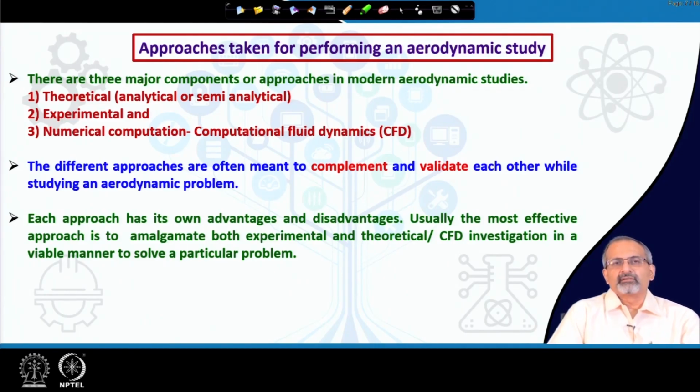Each approach has its own advantages as well as disadvantages. Usually, if possible, the most effective approach is to amalgamate both experimental as well as either theoretical or CFD investigation in a viable manner to solve a practical aerodynamic problem.